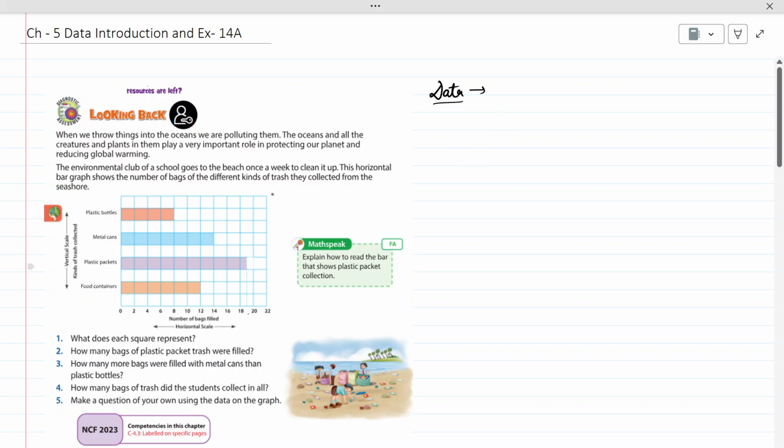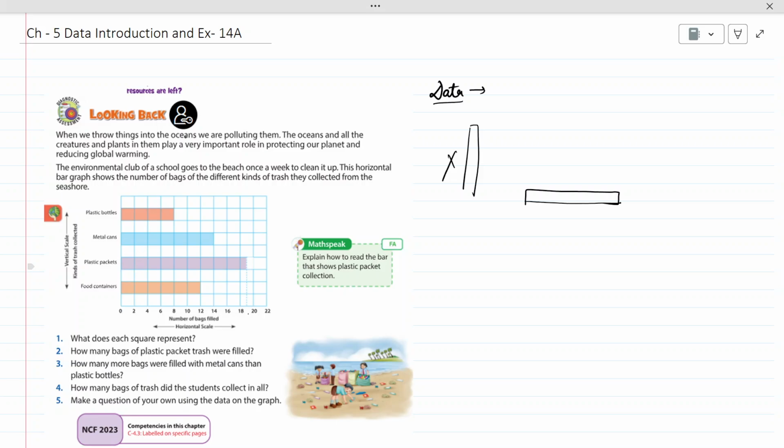If you first see this bar graph, you can infer from seeing it that this is the horizontal bar graph. And why is this a horizontal bar graph? Because these bars are drawn in the horizontal direction. They are not vertically drawn here. They are drawn horizontally, right? So these are horizontal bars. This is a horizontal bar graph. Now, let us go through this question.